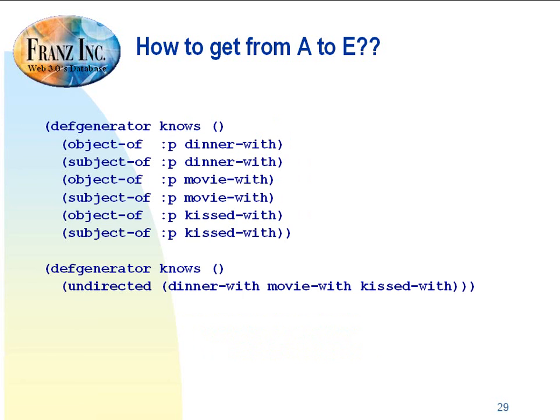Now if I wanted to go through all the links, I could write this particular generator, the long one. I hope you can see my mouse, the first one. This generator would go through all the dinner with, movie with, and kissed with in both directions. And we have a shorthand notation for that, so I can say, okay, take the undirected versions of dinner with, movie with, and kissed with. Yeah, I hope this is clear.